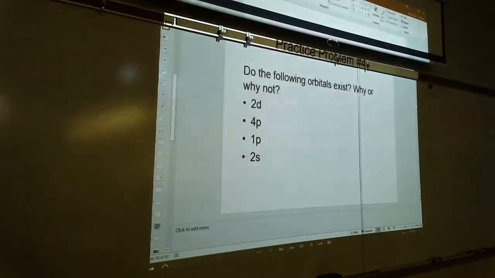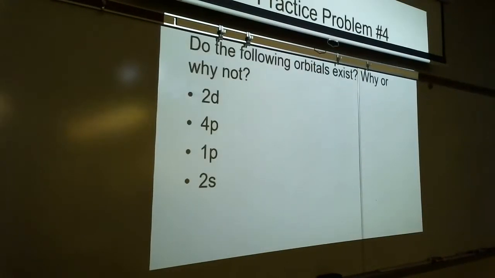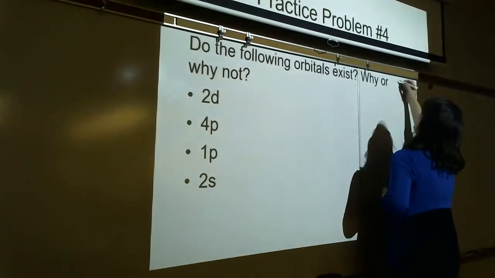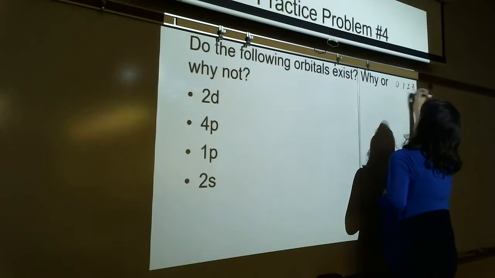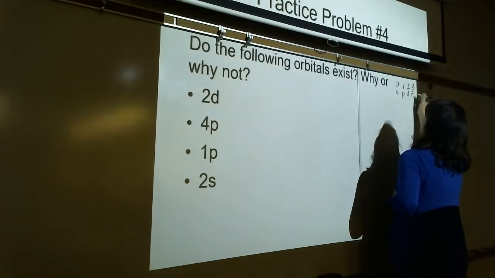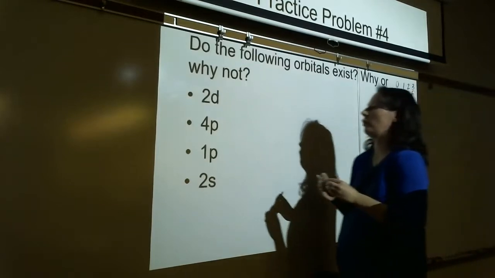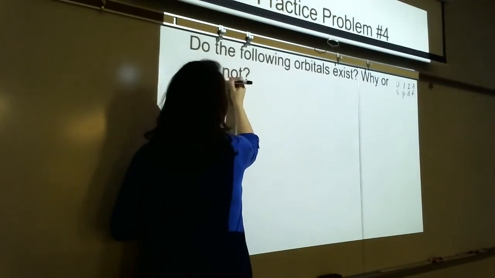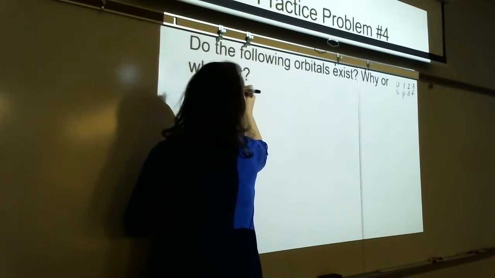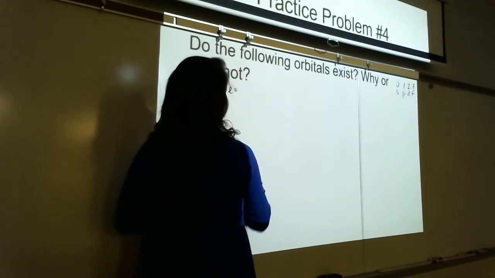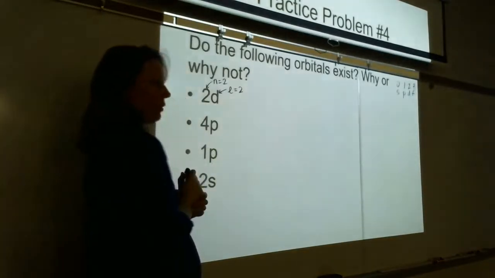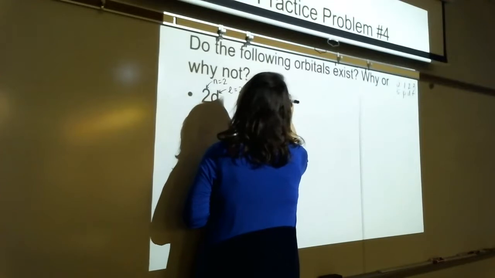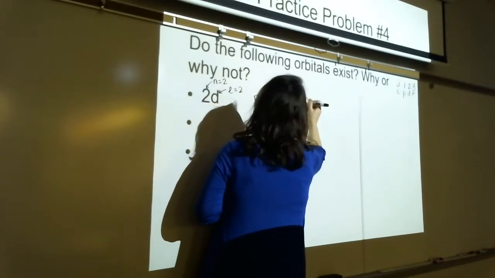Let's go through this problem and see what we came up with. Do the following exist? Why or why not? You want to make your cheat sheet? 0, 1, 2, 3, S, P, D, F. Okay, 2D. For the 2D orbital to exist, that would mean that n equals 2 and L equals what? 2. Is that combination allowed? No. Forbidden. Right? n cannot equal L.